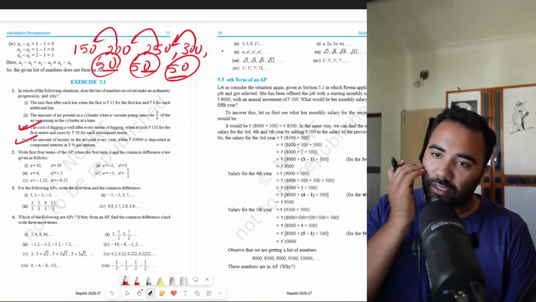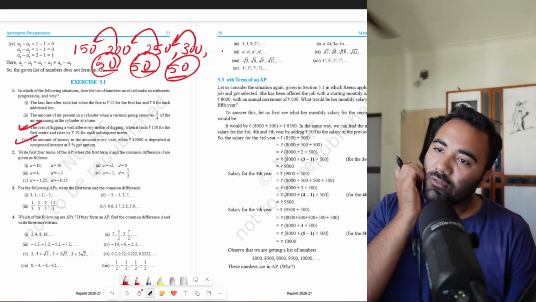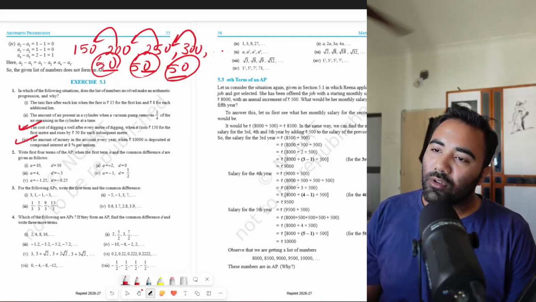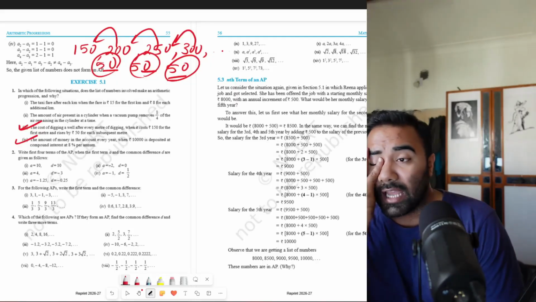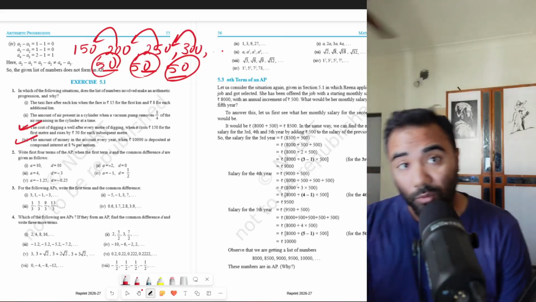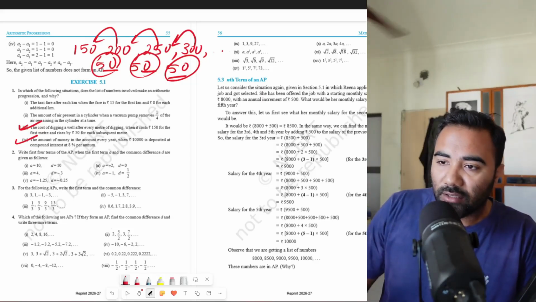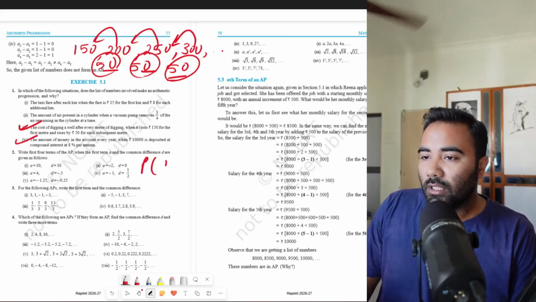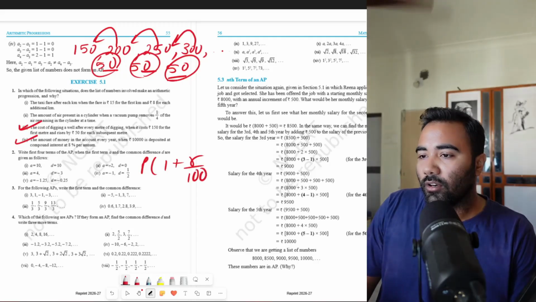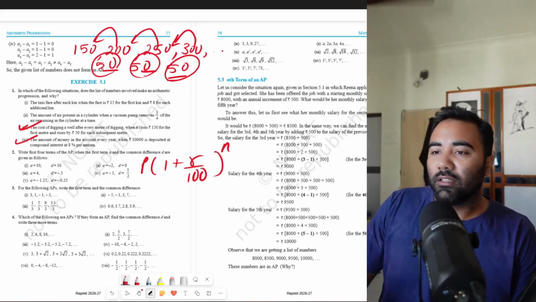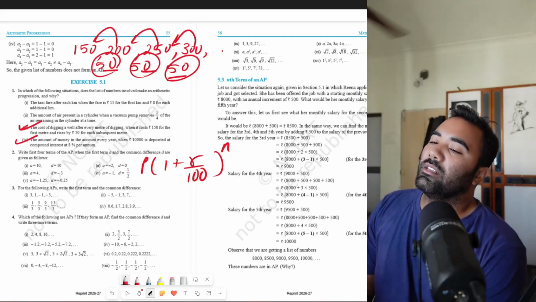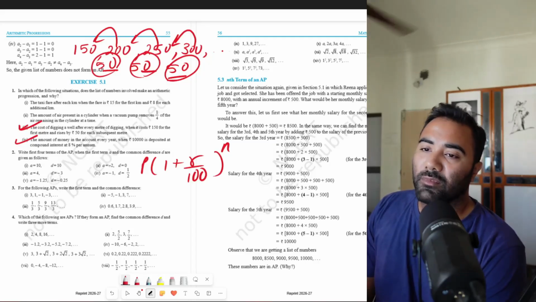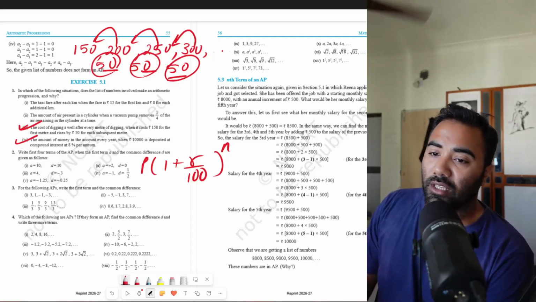The last one: the amount of money in the account every year when 10,000 is deposited at compound interest of 8% per annum. For this you need to remember the formula, that is P(1 + R/100)^n. So this is the amount for a principal that is compounded every year. Let's see, what is the first term?